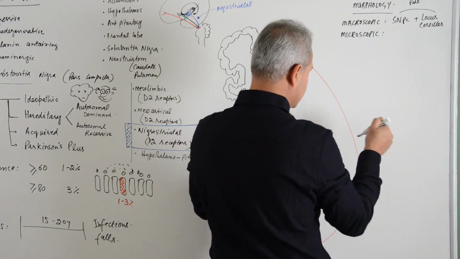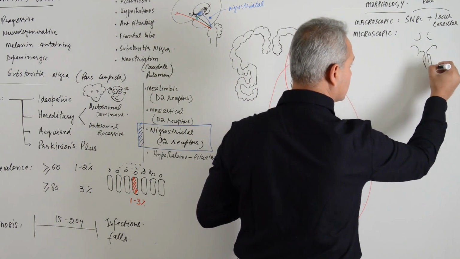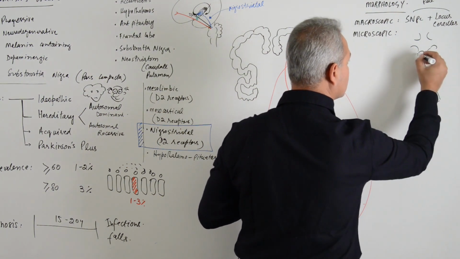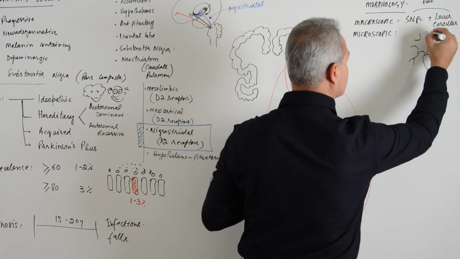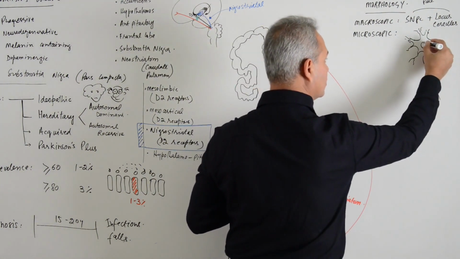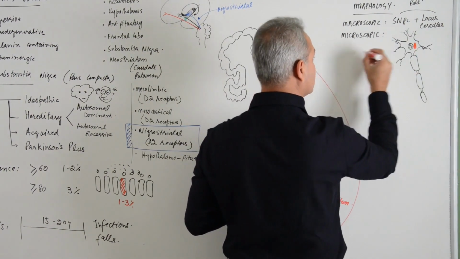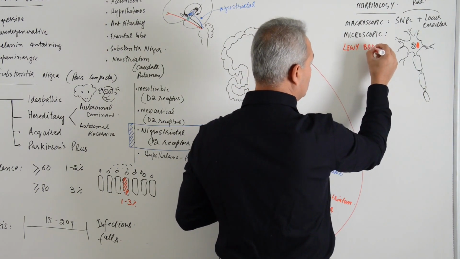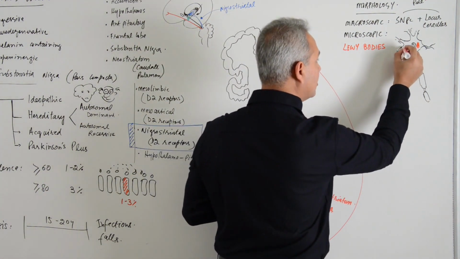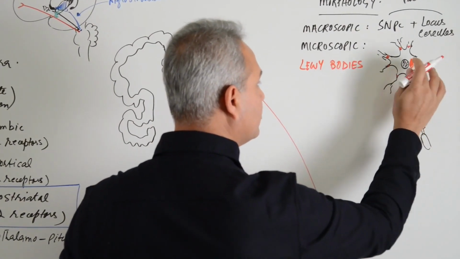Microscopic, what they see is, so if this is a neuron, this is the axon and these are the dendrites. This is the neuron cell body. What they see microscopically is the accumulation of Lewy bodies. Lewy bodies are pink colored accumulations inside the cell bodies and even at the junctions of the dendrites, which blocks the neurotransmitter release.